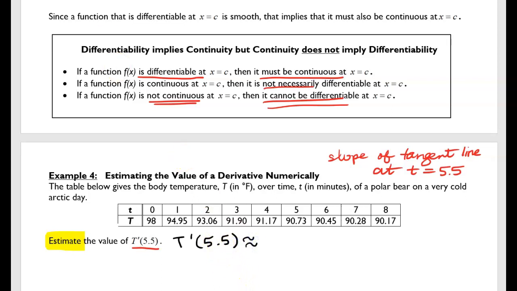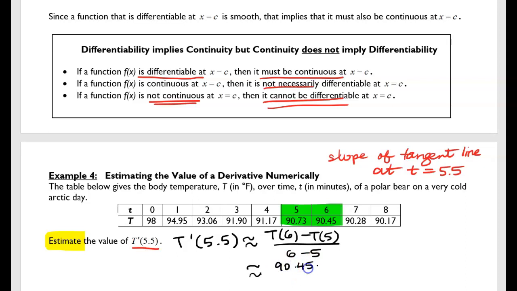And so what I'm going to do is choose 2 points that are around 5.5. So I'm going to use 5 and 6. And then I'm just going to use my normal slope formula, change in y over change in x. So T of 6 minus T of 5 over 6 minus 5. And now let's actually plug in those y values.